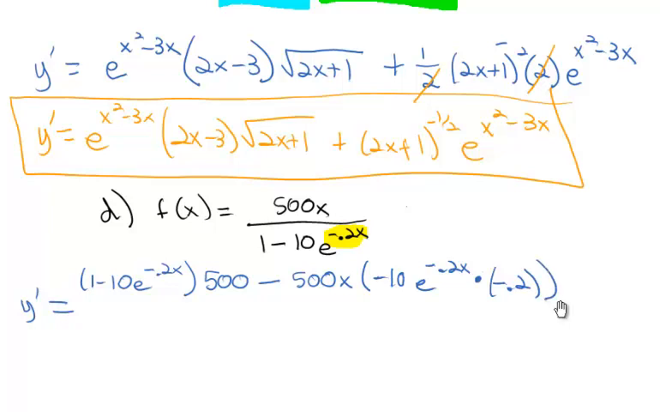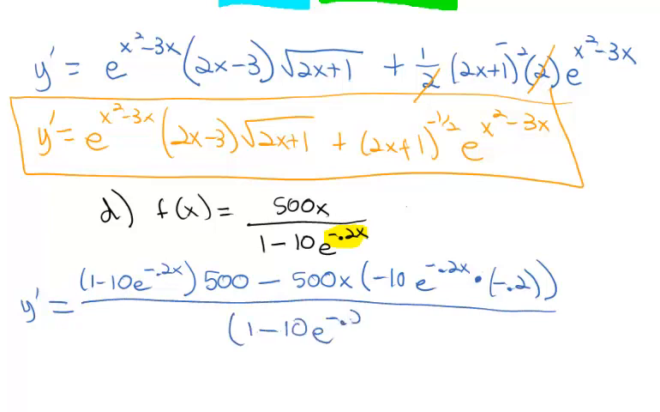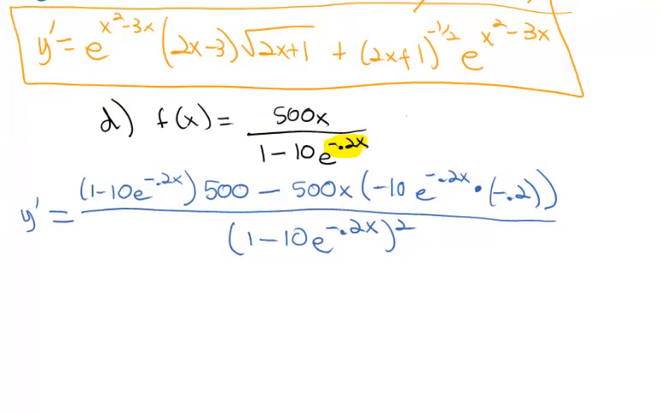Low d high minus high d low. We've got to square the bottom: 1 minus 10 e to the negative 0.2x squared, and away we go. Don't want to do too much simplifying. We will multiply, though, to clean this up here.